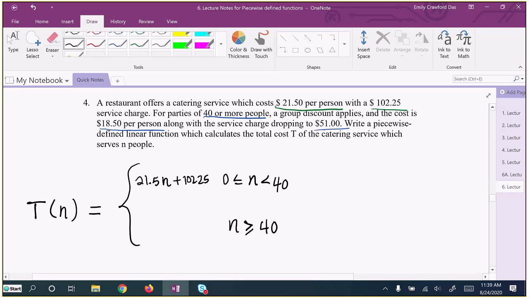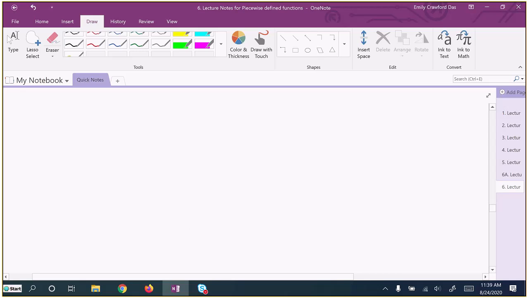And if n is greater than or equal to 40, meaning that I have 40 or more people in my party, then I only pay $18.50 per person, or 18.5n, plus $51 fee. So these are going to be our two situations, and this is how we would write our piecewise defined function.